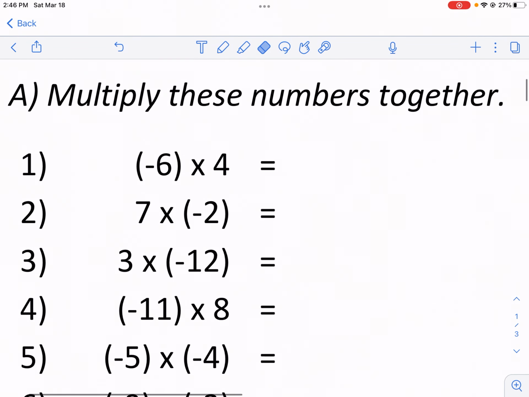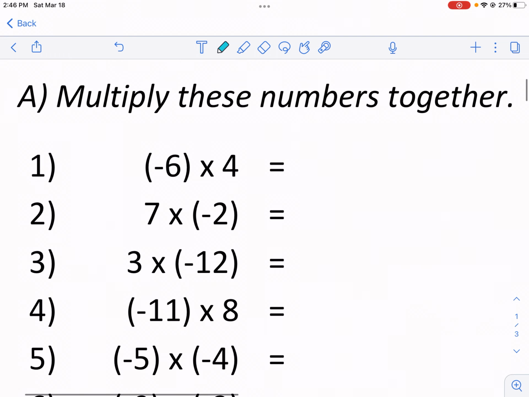So here we see, let's go ahead and choose a color. Let's do this blue one. We have a negative times a positive. They're unlike signs, so we know we're going to get a negative number. So we have negative 6 times 4, that's 24, but we need to make it negative. If I only see one negative sign with two numbers being multiplied, I know it's going to be negative.